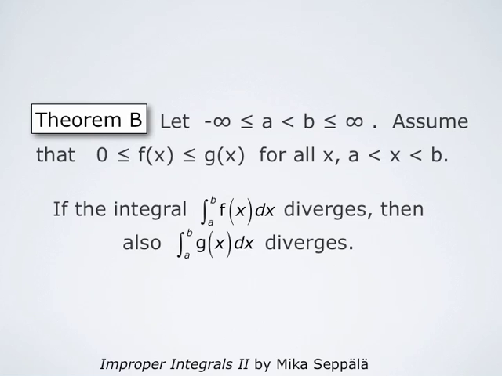And if this improper integral from a to b f of x dx diverges, this means that the domain under the graph of f has an infinite area. And since that domain is included in the domain under the graph of g, then also the domain under the graph of g must have an infinite area. And this means that the improper integral from a to b g of x dx diverges. So these are the two statements of the comparison theorem.